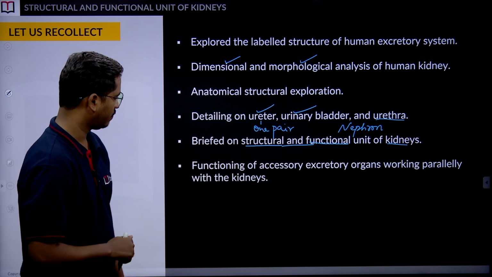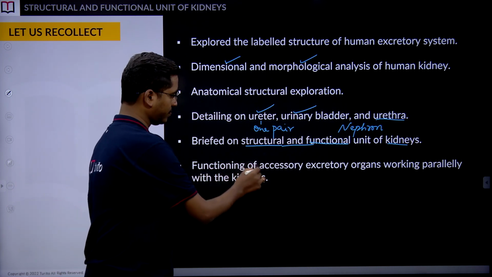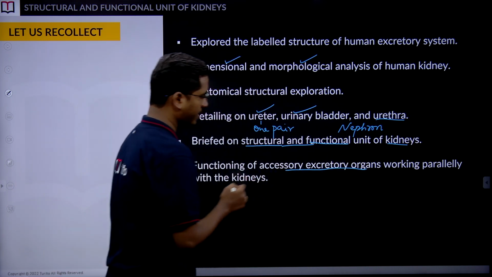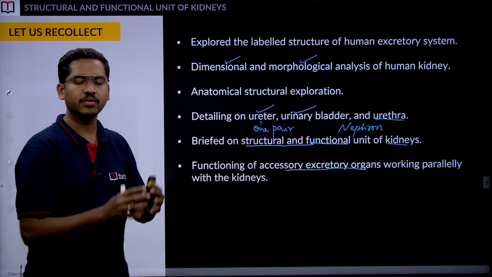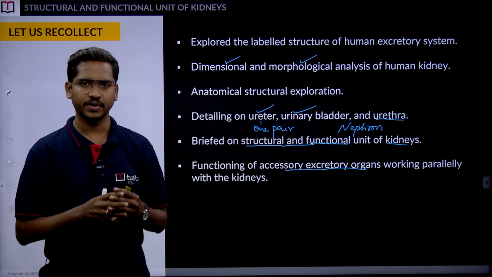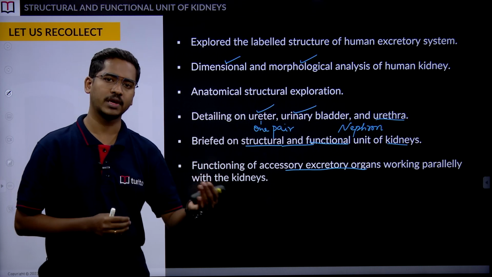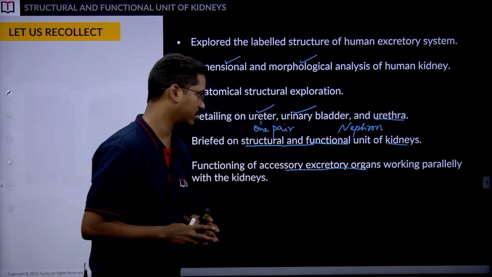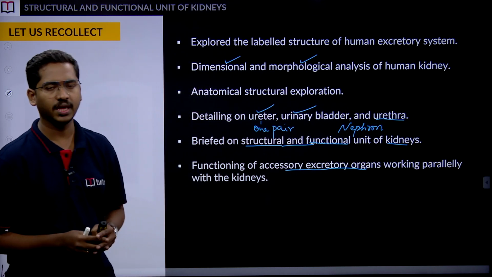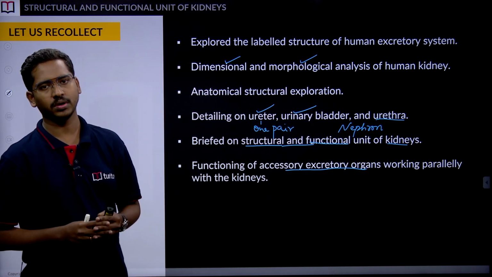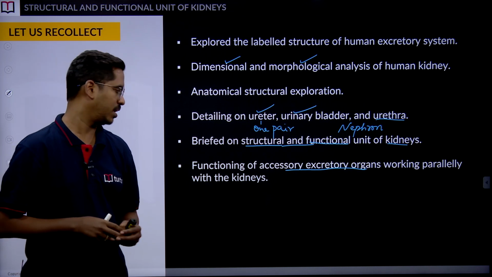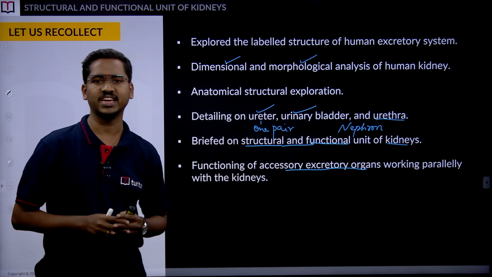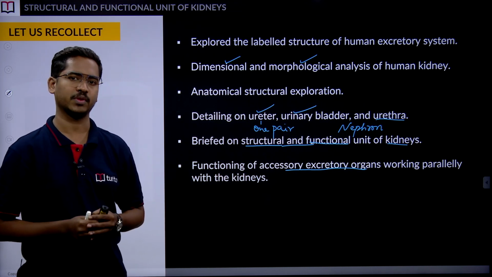Following which we did the functioning of the accessory excretory organs. There are other organs apart from the kidneys functioning in order to remove the waste from the body. We call those organs accessory excretory organs. We understood that they are the organs which work in parallel with the main excretory organ, that is the kidney, to flush out the waste from the body.